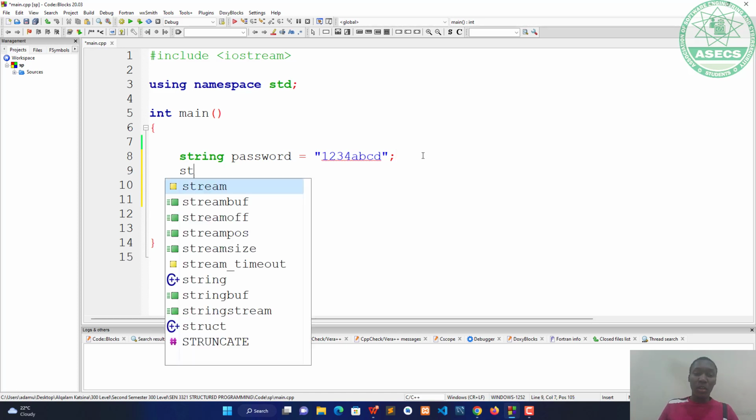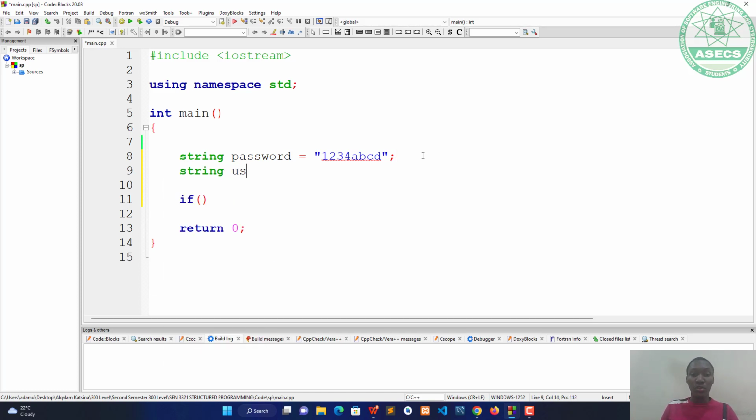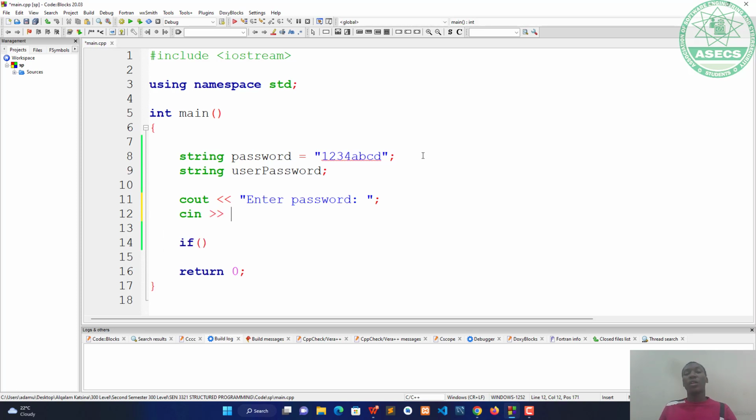So now I'm going to create another variable which is called user password. Then I should leave it like that. So I can just say cout, enter password, and I'll say cin, because I want to collect a value for that user. Then I'll say user password.